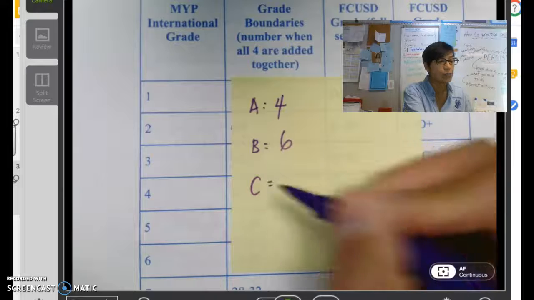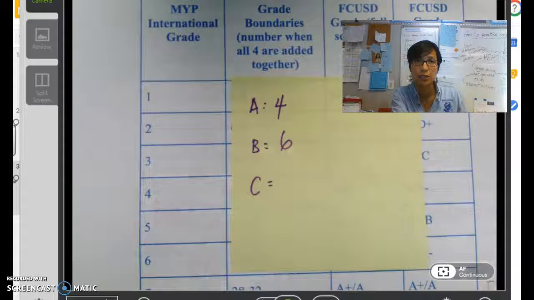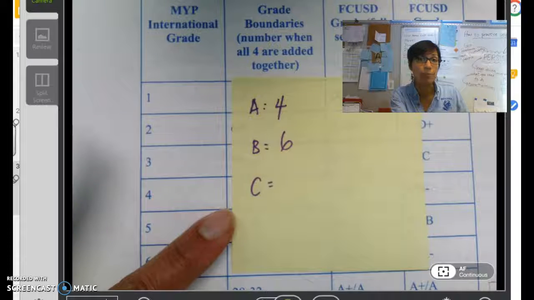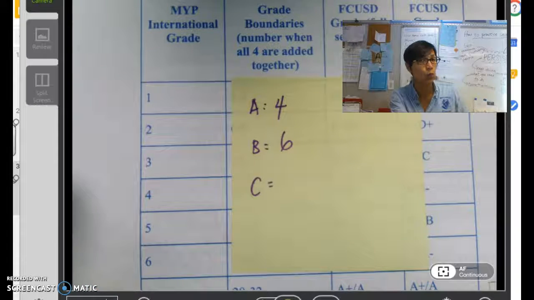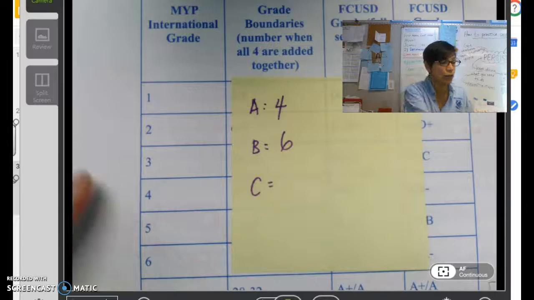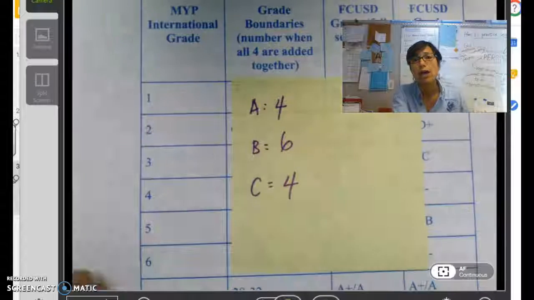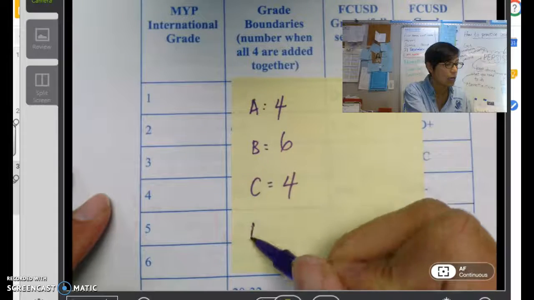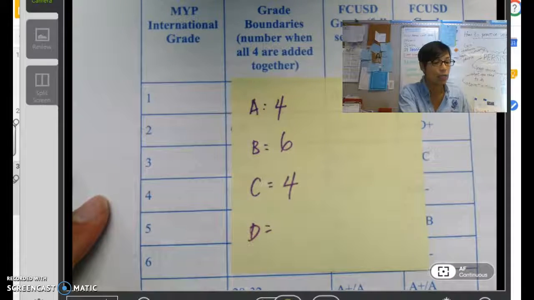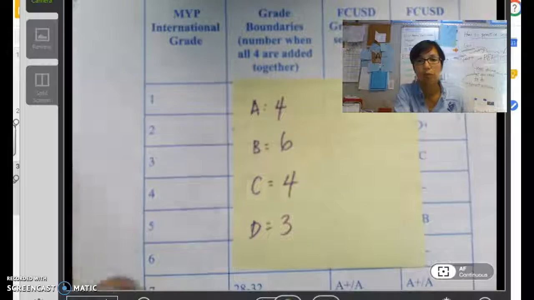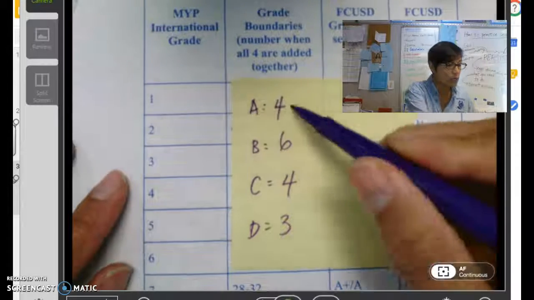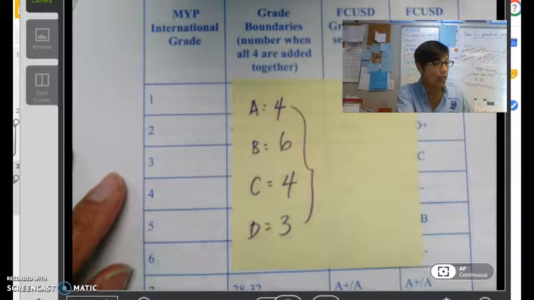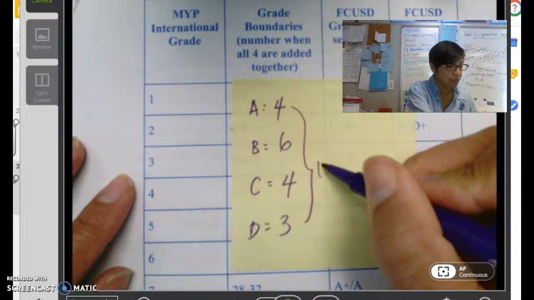For criteria C, that's steps 6 to 8 of the engineering design process, and you got feedback, but you only got one set of feedback. So that's a grade of a 4. And then your criterion D, which is your claim, evidence, reasoning, let's say you got a grade of a 3. Now all of these is added together, and this is 17.